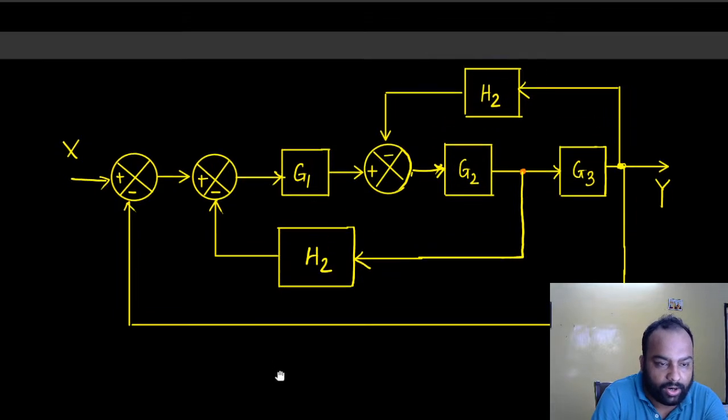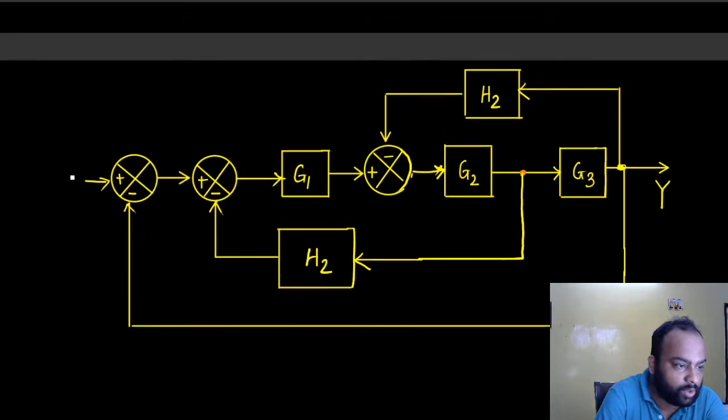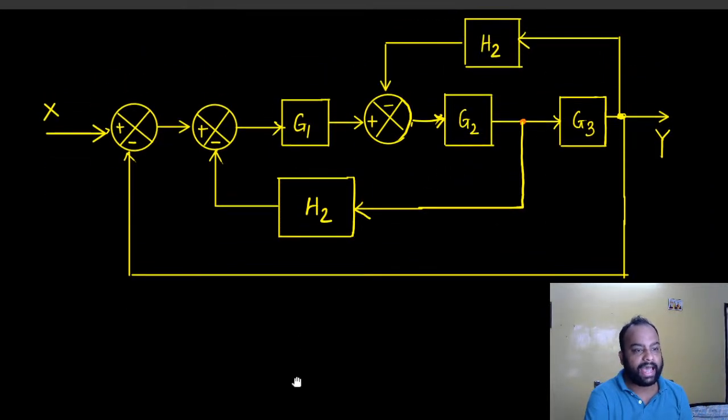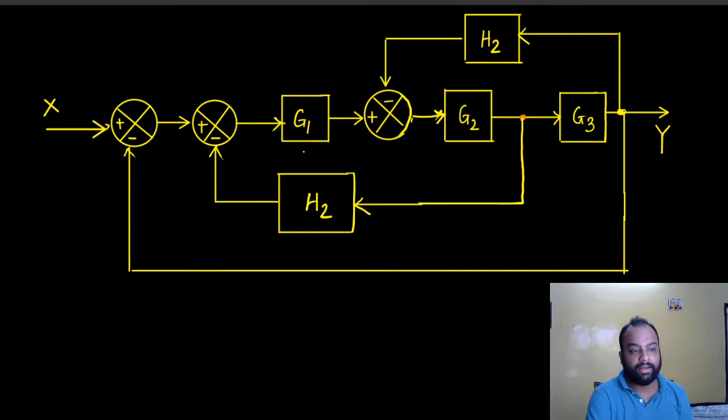Right? This was the original system. This was the original input to the system, and this was the original output of the system. So we have reduced this entire system, or rather the entire abstraction, into a single block.